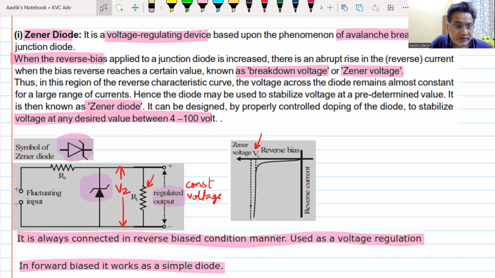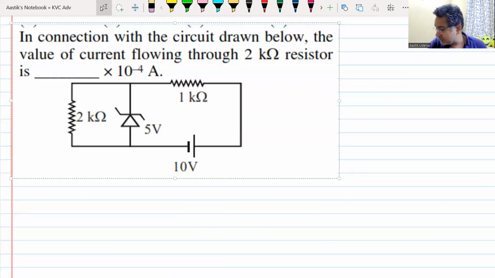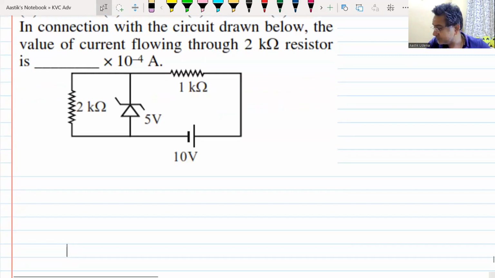voltage will remain constant. Just to give you an example, I will take a question from JEE Mains of 2022. And remember, the diagram may look a bit frightening, but it's a very, very simple question. The diagram looks like this. The question goes like this: in connection with the circuit drawn below, what is the value of the current flowing through the 2 kilo ohm resistor?